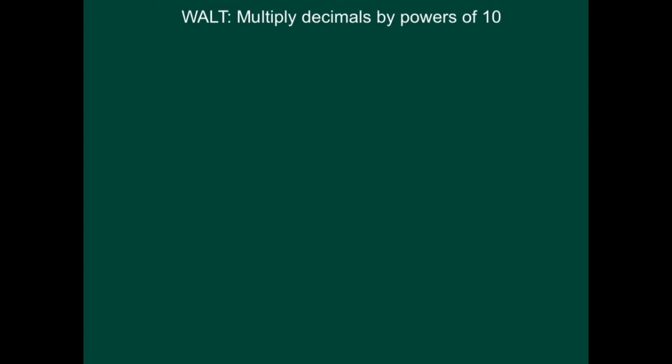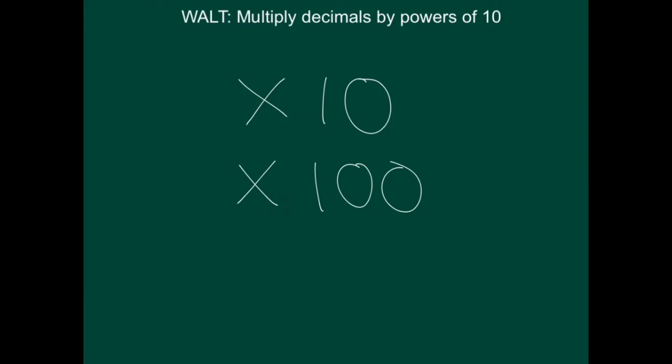Alright, nothing like a bit of basic facts practice. Today we are learning to multiply decimals by powers of 10. Now just for future reference, when we're talking about these powers of 10, what we're talking about is timesing by 10, 100 and 1000. And you could go on, but we're going to stop there.